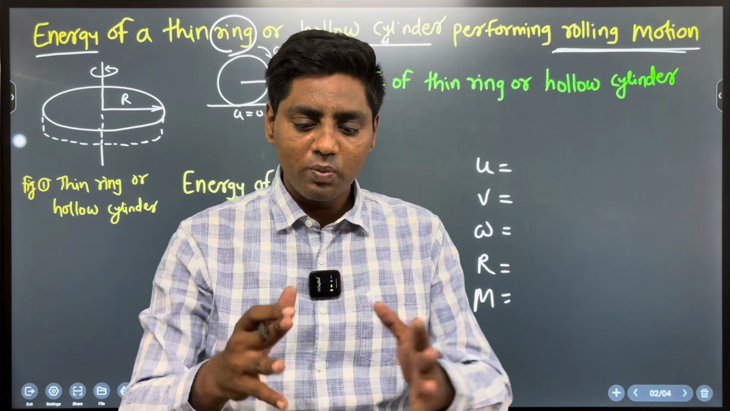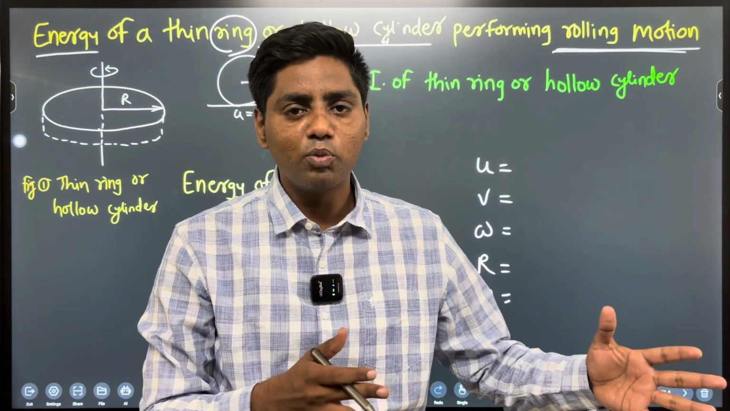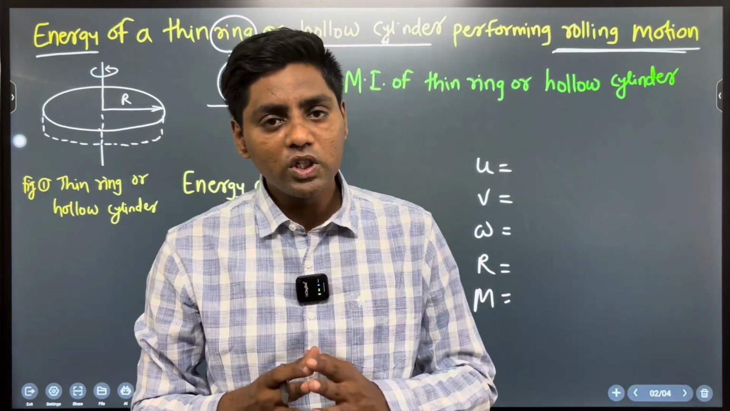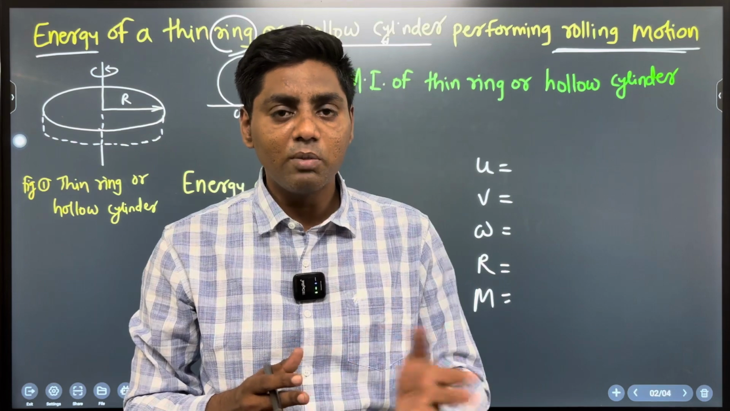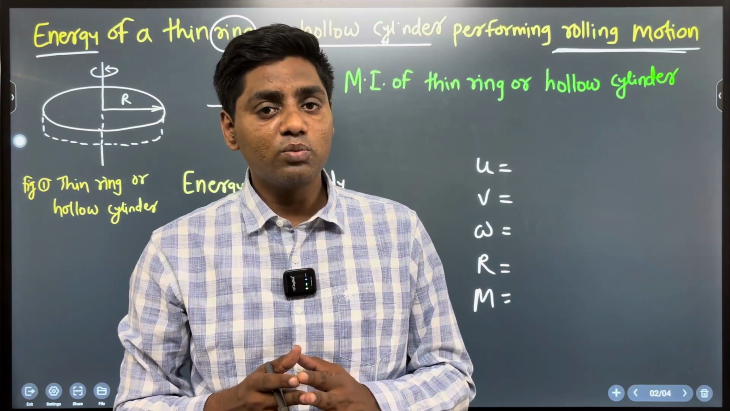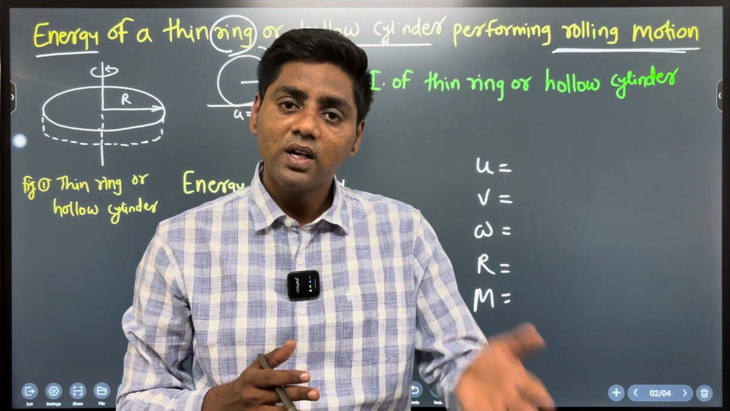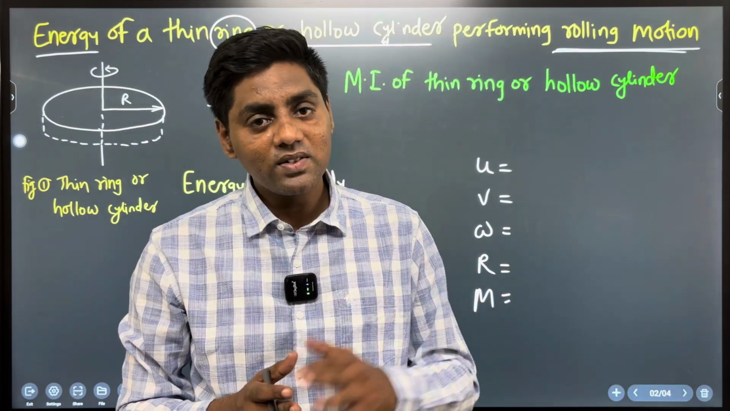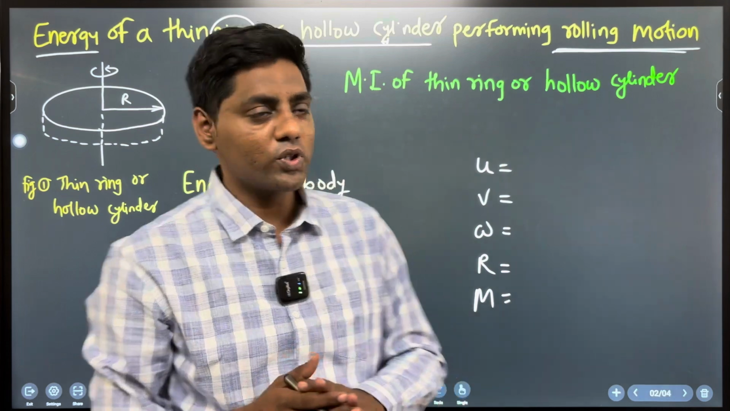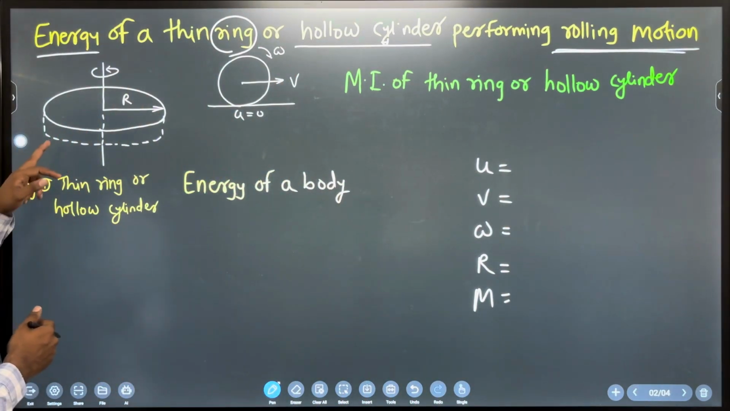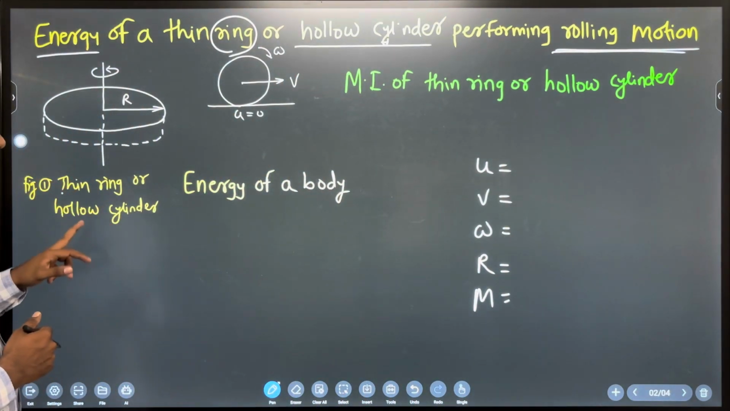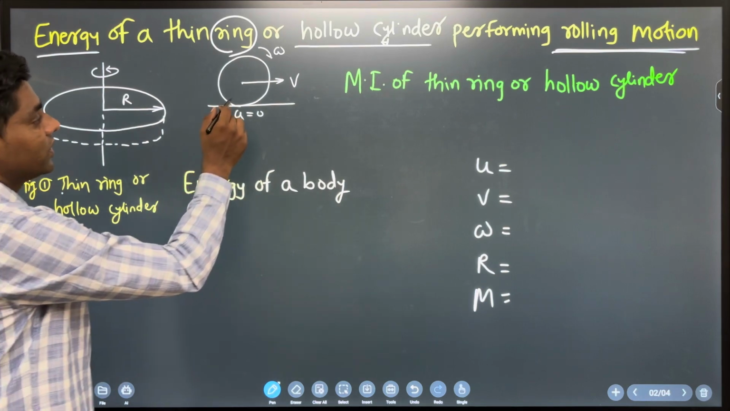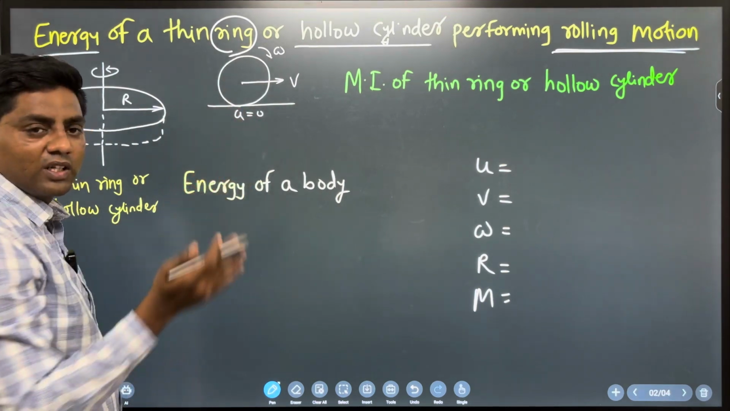Translation motion means the object is moving from one point to another point along a straight line. Rotational motion means the object is rotating about its own axis. Rolling motion means it possesses both, that is translation motion as well as rotational motion. So let's start. This is the shape of the thin ring or hollow cylinder, performing the rolling motion.